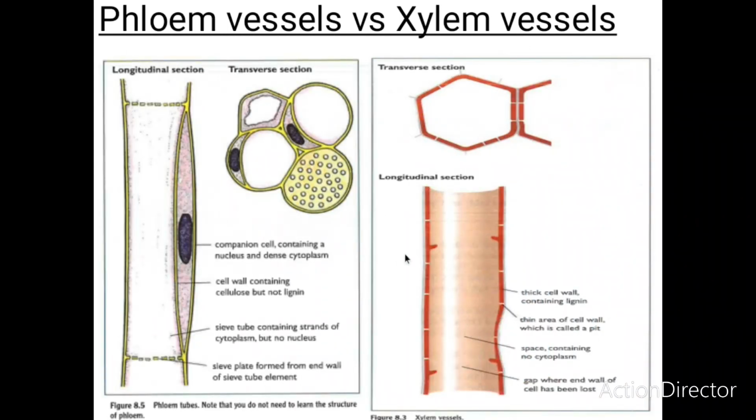In this diagram, we can see what a phloem tube looks like. It is usually accompanied by a companion cell. This is what a phloem tube looks like. And in this diagram, we can see what a xylem vessel looks like. It is hollow, meaning that it is empty. This is what a xylem vessel looks like. And this is what a phloem tube looks like.